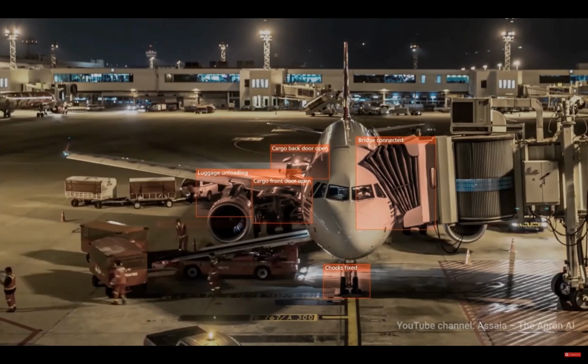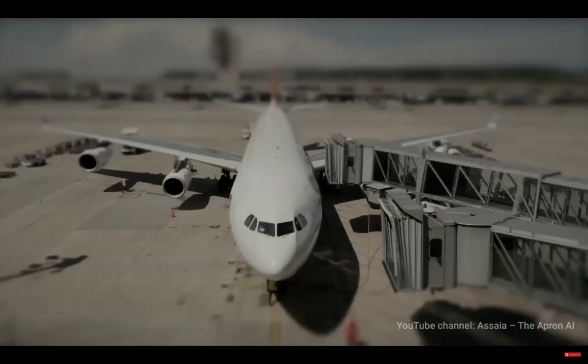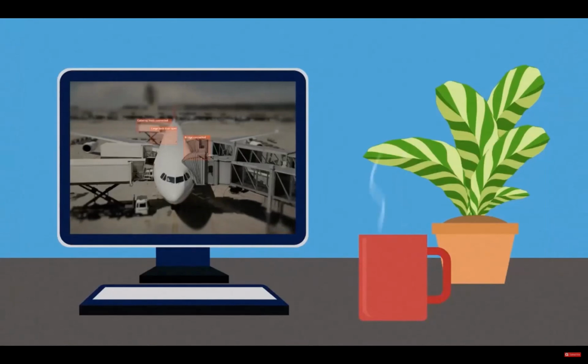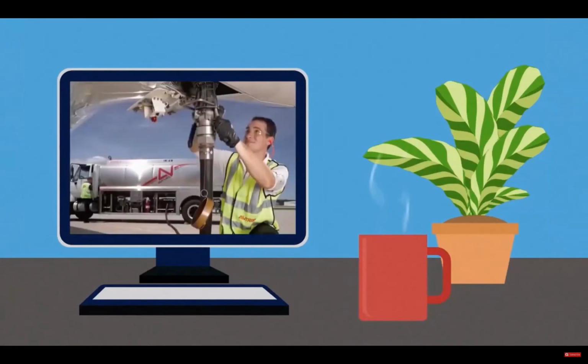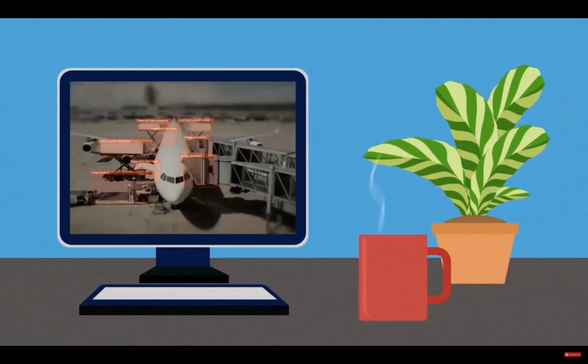Neural networks that power the software recognize objects, movements, and interactions. Airline employees can monitor in real time how the plane is being prepared for the next flight, including fueling, cargo loading, or catering delivery. So, they can decide whether they need to take measures or not.